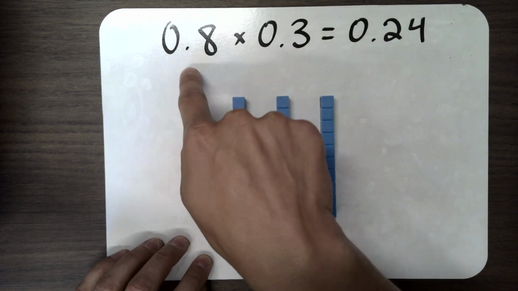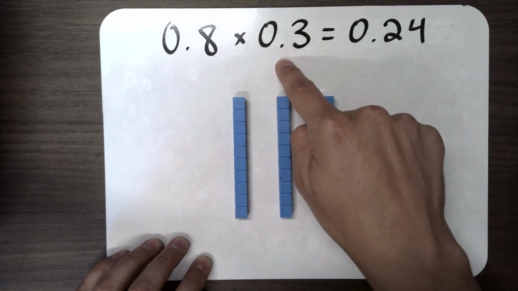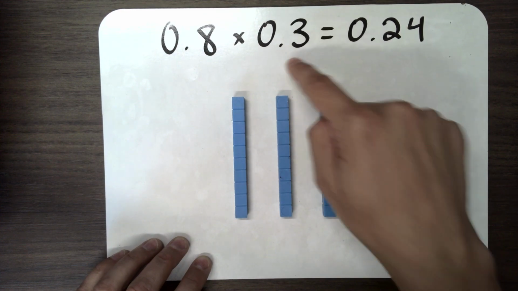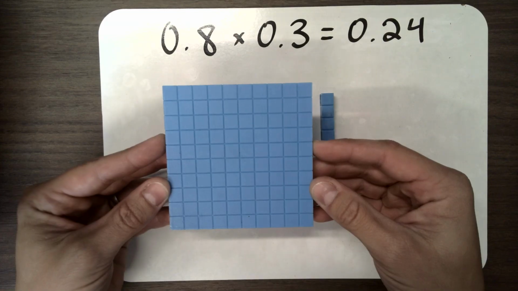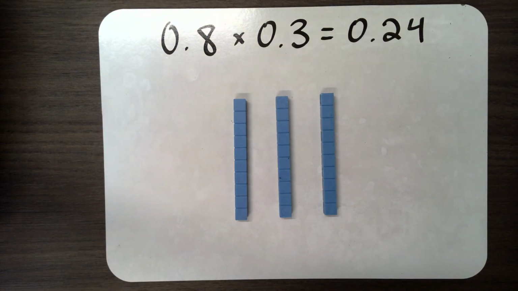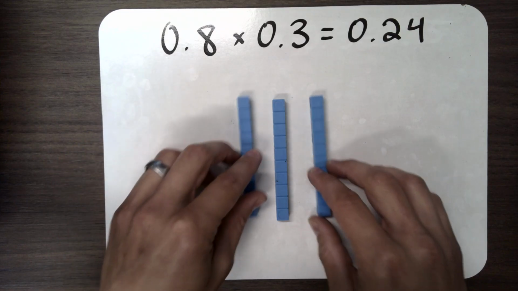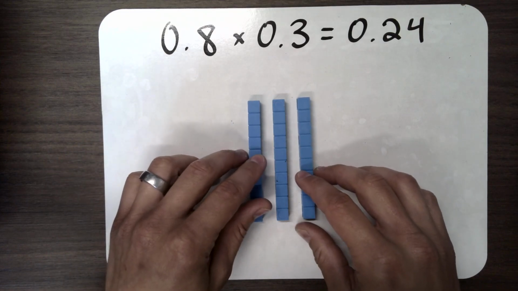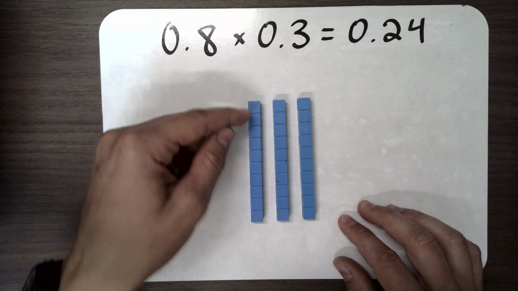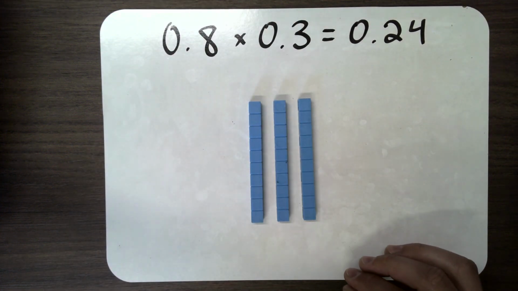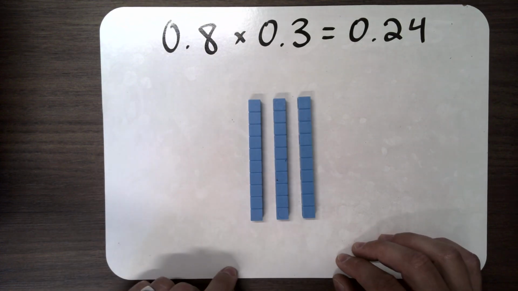Again, 8/10 is the number of groups that we have. So you have 8/10 of a group, and our group size is 3/10. So we want to start with that 3/10. If this is equal to 1, then we have 3/10 that are shown. But this is one full group of 3/10, and we don't have one full group, we have 8/10. So if we want 8/10 of this entire group, one way to think of that is we can take 8/10 of each of these tenths that are in that group.